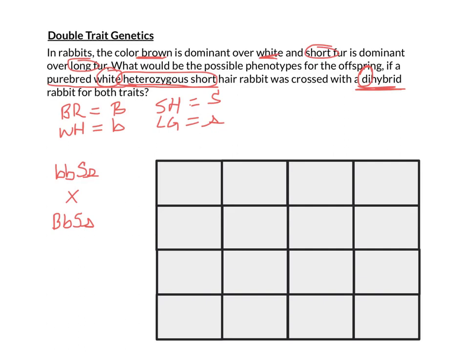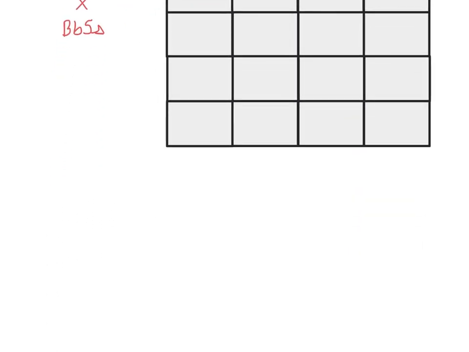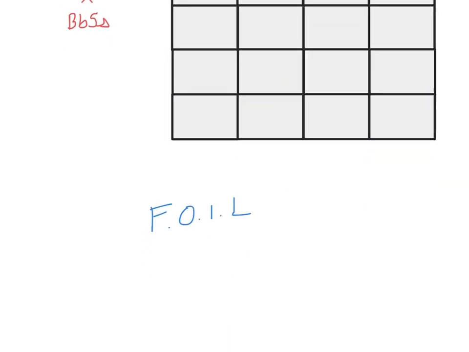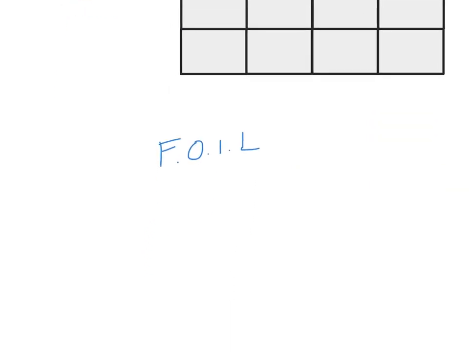Third step is figuring out the gametes of dad and mom. That's where we need to review the term FOIL: first, outside, inside, last. Dad's genotype was little b, little b, big S, little s.